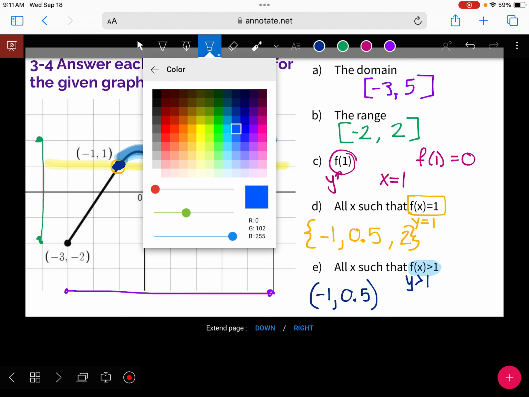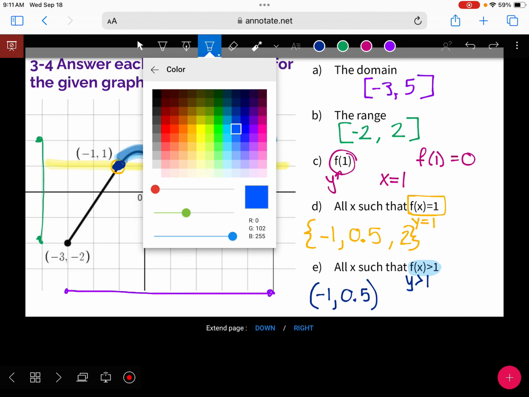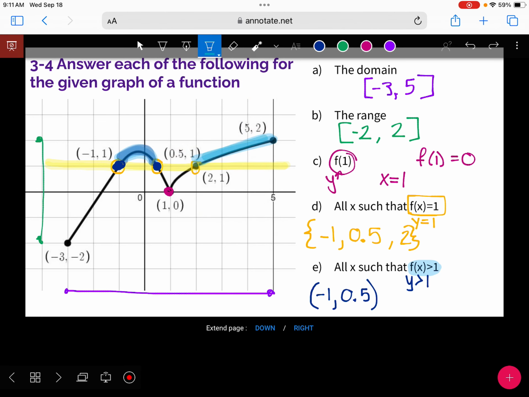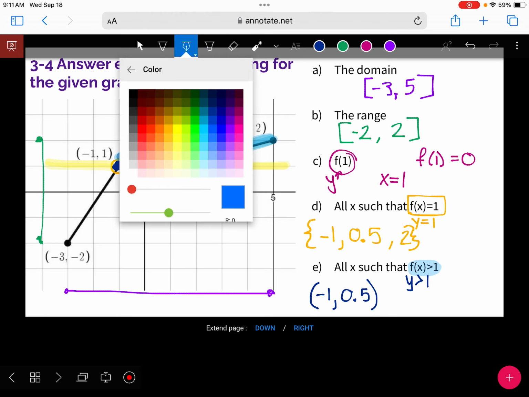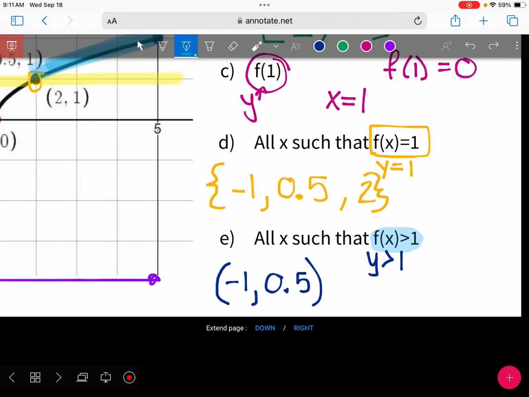We're going to do a very similar process for this other piece. I'm going to pick a different blue for that one, just so we can have things that are similar colors. Where else do we have our y's greater than 1? What other interval?